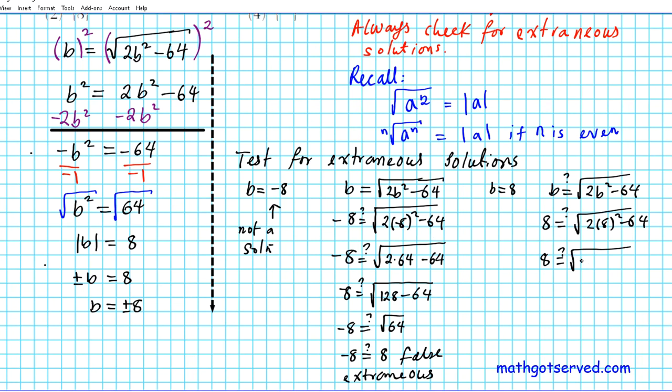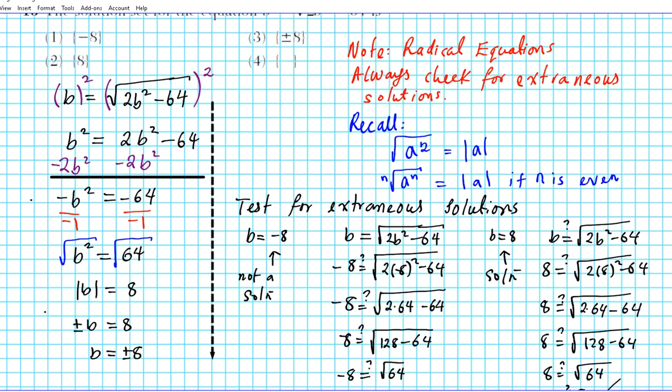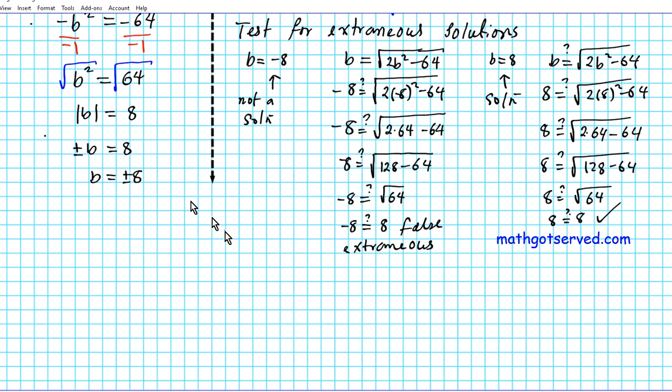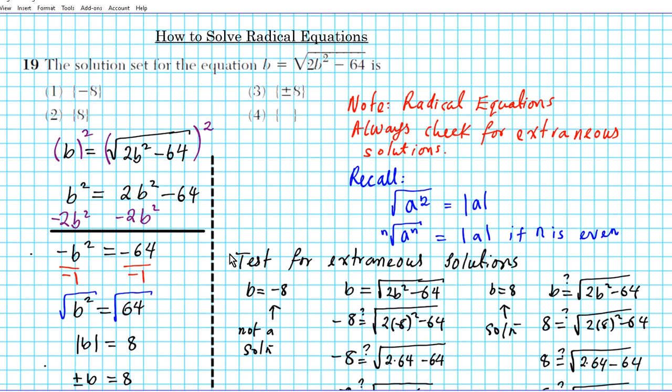So we already did the calculations here, 2 times 64 minus 64. Is 8 equal to 2 times 64 is 128, 128 minus 64? Is 8 equal to, if you subtract those two, the square root of 64? Is 8 equal to the square root of 64 is 8? Is 8 equal to 8? Yes, it certainly is. So this is a solution. That's the only solution to the radical equation. So the answer to question number 19 is option number 2.